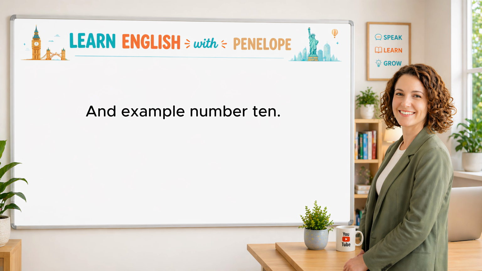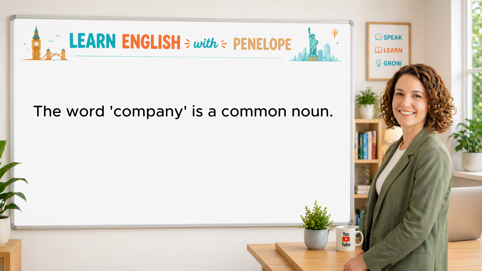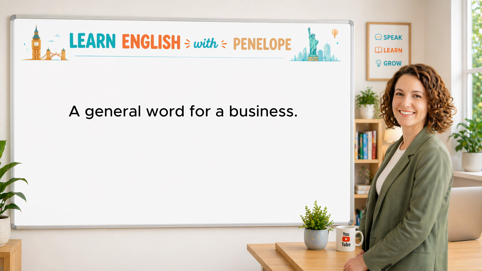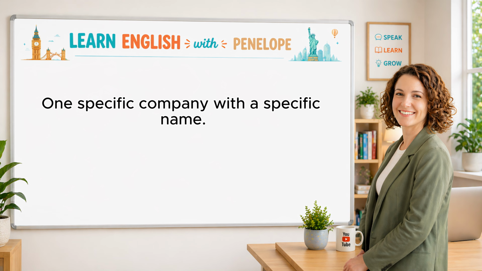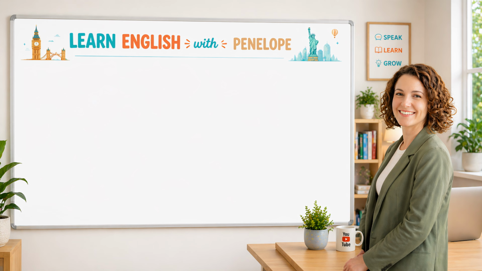And example number 10, the word company is a common noun, a general word for a business, common noun. But Apple, the famous technology company, that is a proper noun, one specific company with a specific name. Capital letter A. Apple, proper noun.